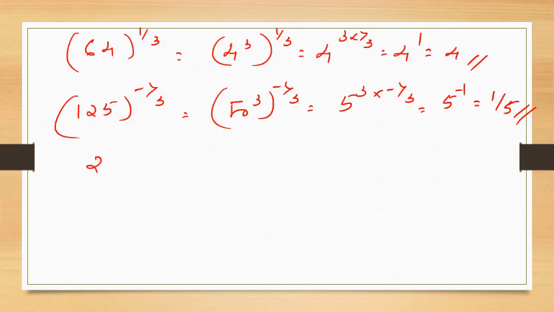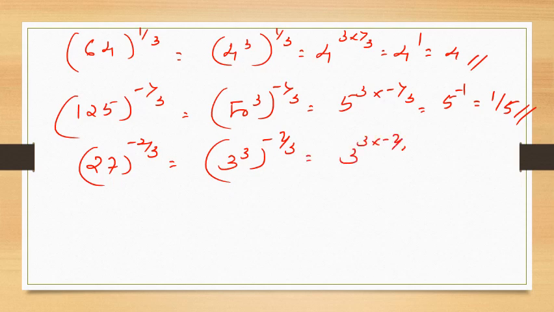Next step. 27 raised to minus 2 by 3. 27 you can write it as 3 cube raised to minus 2 by 3. 3 cube raised to minus 2 by 3 is 3 raised to 3 into minus 2 by 3. That is 3 raised to minus 2. 3 raised to minus 2 is what? 1 by 3 square. 1 by 3 squared is what? 1 by 9.